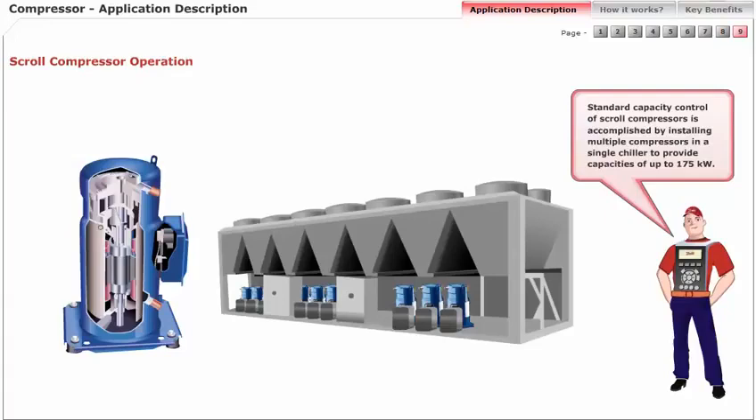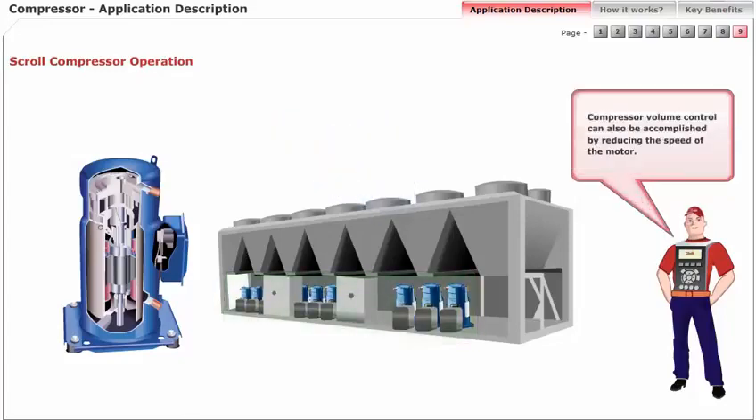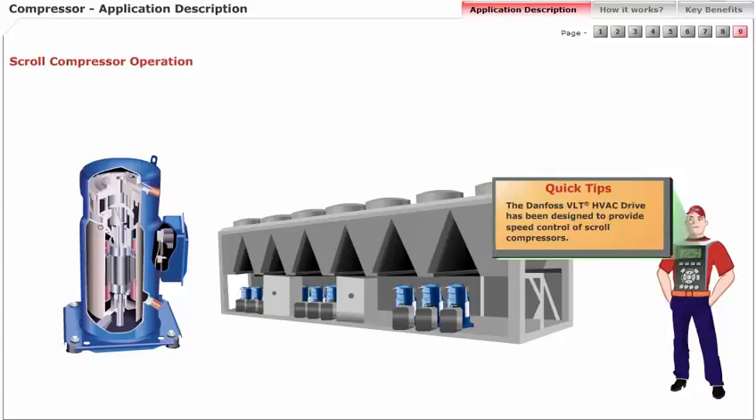Standard capacity control of scroll compressors is accomplished by installing multiple compressors in a single chiller to provide capacities of up to 175 kilowatts. Compressor volume control can also be accomplished by reducing the speed of the motor. The Danfoss VLT HVAC drive has been designed to provide speed control of scroll compressors.